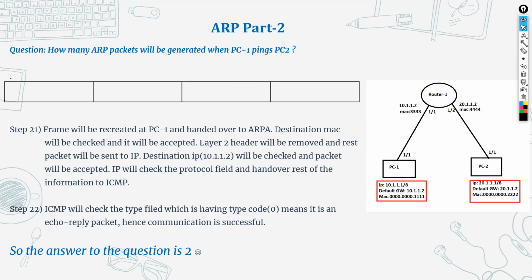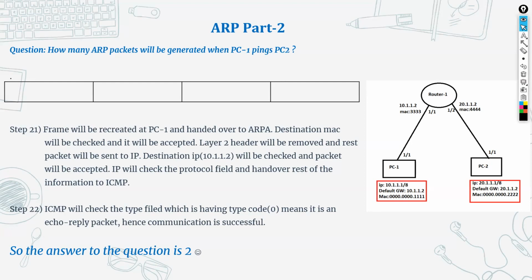Now IP is going to check what? IP is going to check the protocol field, which is the protocol number of ICMP, which is 1, right? So IP is going to send this particular information to the ICMP protocol. Now ICMP is going to check what? It is going to check the type field, the type code, which is 0. It means that ICMP will understand, okay, this is the ICMP reply packet, and our communication will be successful this time.